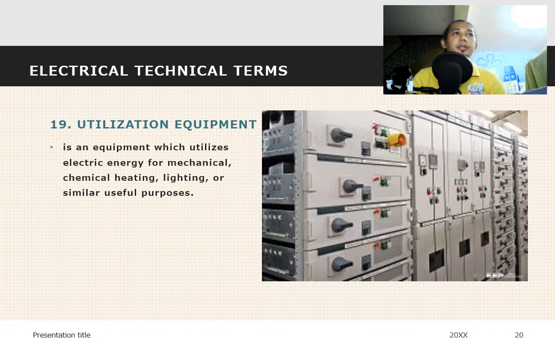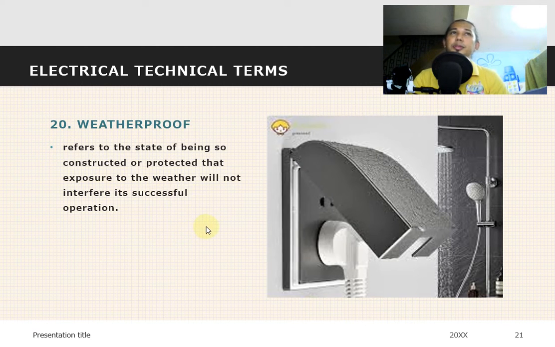And for the last of our electrical terms, we have waterproof. When we say waterproof, it refers to a state of being so constructed that exposure to the weather will not interfere with the successful operation.